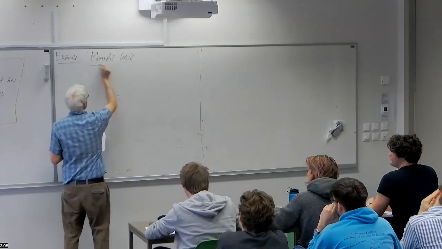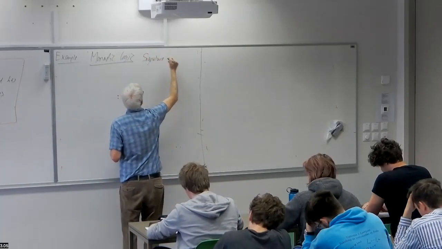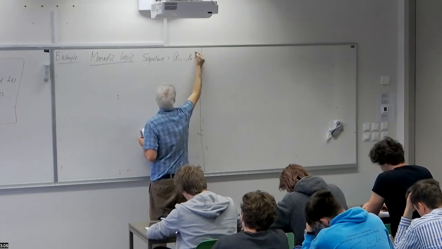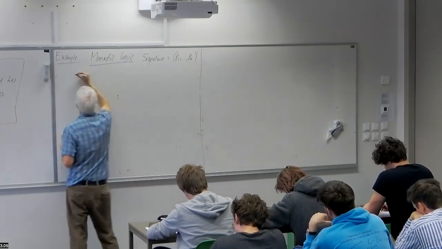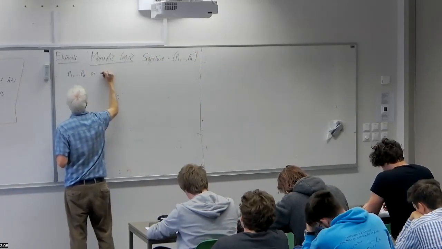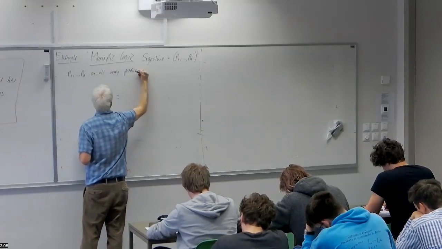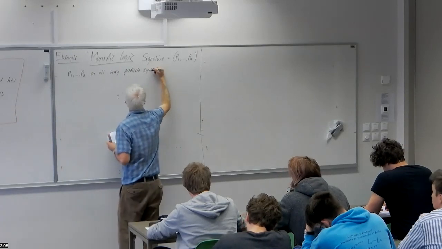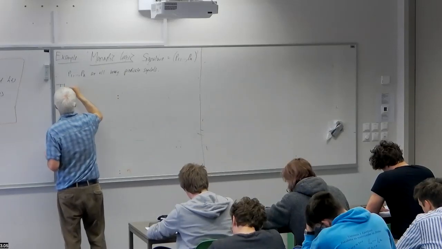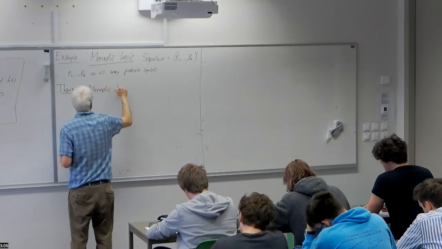The idea of monadic logic is that the signature is simply a collection of unary predicate symbols. So P1 to Pk are all unary predicate symbols. The theorem is: monadic logic has the finite model property.